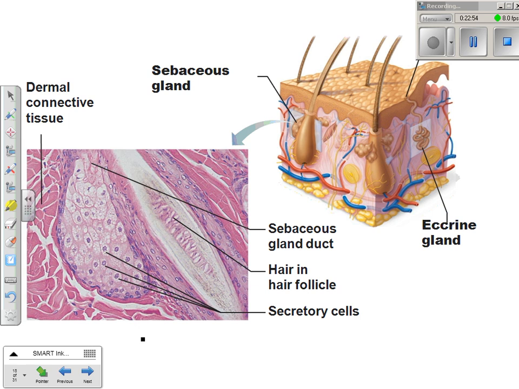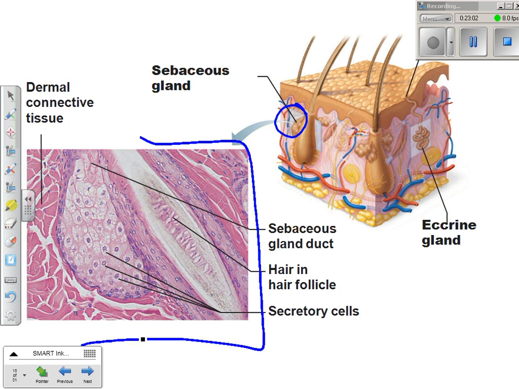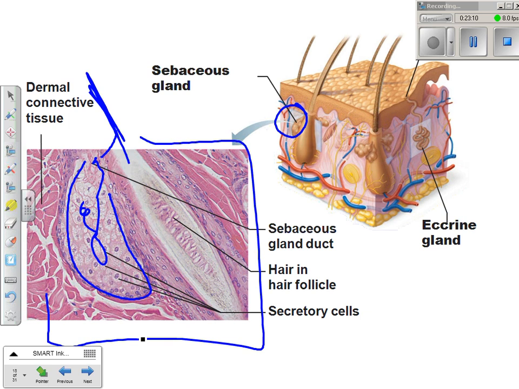And we can see this here. Here's a sebaceous gland surrounding the hair follicle. Also, you can see this microscopic picture here. So you can see this is that gland, and these cells actually rupture to release its contents around the hair. And here you can see the hair in the follicle.